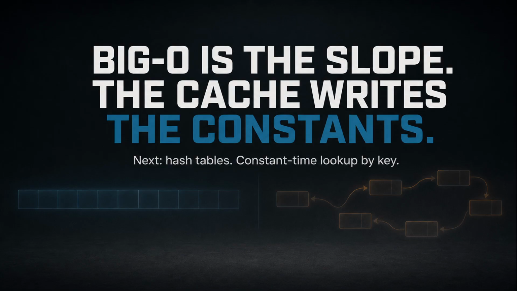Big O describes the slope of the road. The cache writes the constants. Two structures with the same complexity class can behave very differently because the constants are not the same constants. Next chapter, we go to the data structure that everything else seems to be built on. Constant time lookup by key.